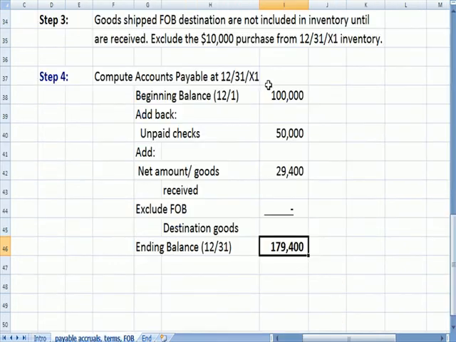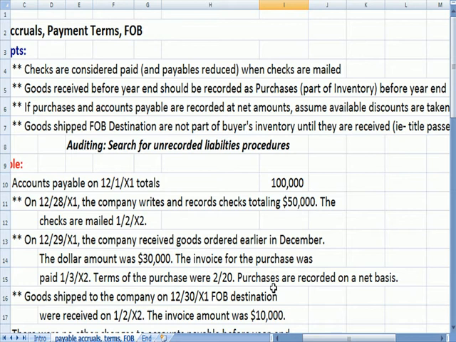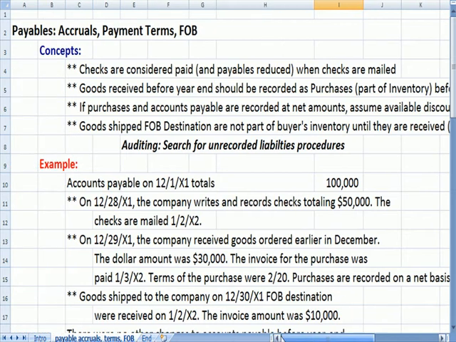So this section is about payables, and there's a few things that you need to learn on payables that haven't been covered in prior videos. And that's what I mean by this concepts section here. Checks are considered paid, and if you're paying a check, payables are reduced when the check is mailed. When the check is mailed. If you have not mailed the check yet, you haven't made payment, which means you shouldn't reduce the payable.